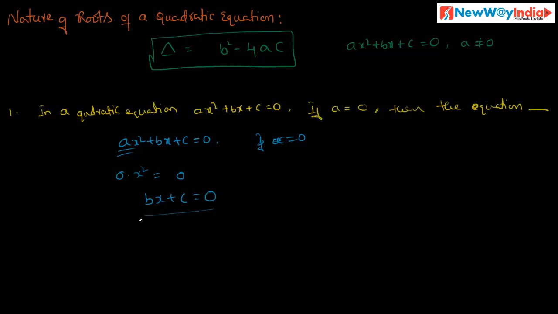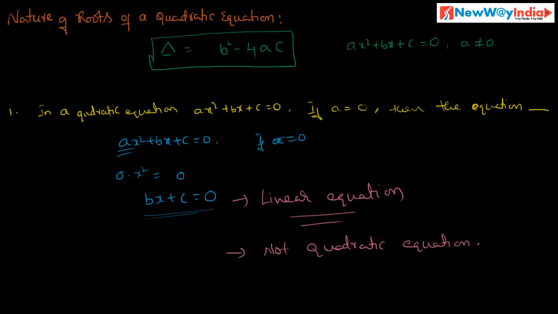So what is this equation? This is a linear equation. So if in the quadratic equation a is equal to 0, then it becomes a linear equation. It's not a quadratic equation. This is an important condition for a quadratic equation: a not equal to 0. This is one condition.